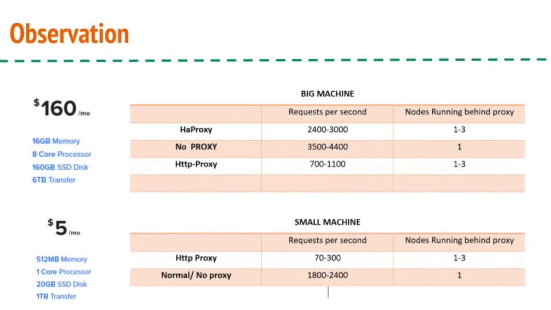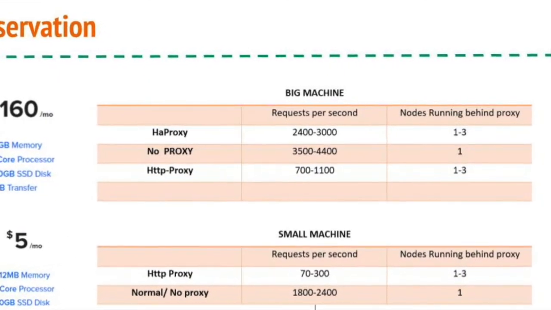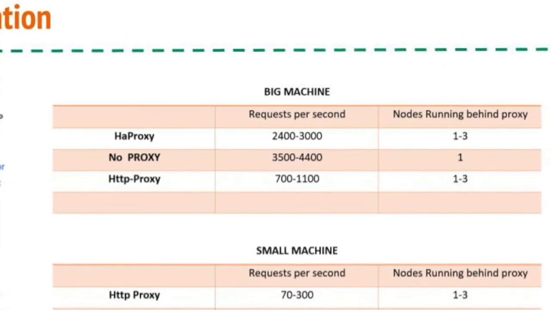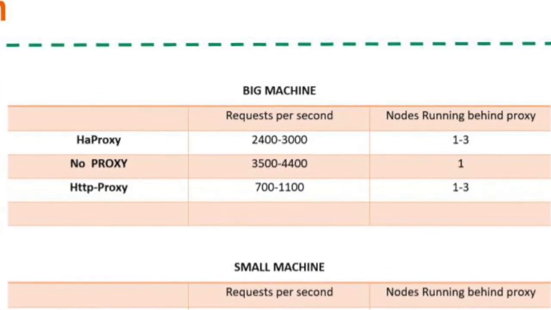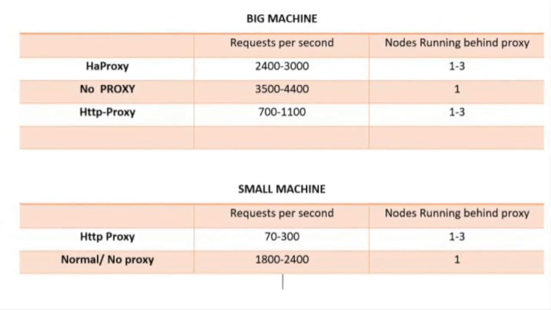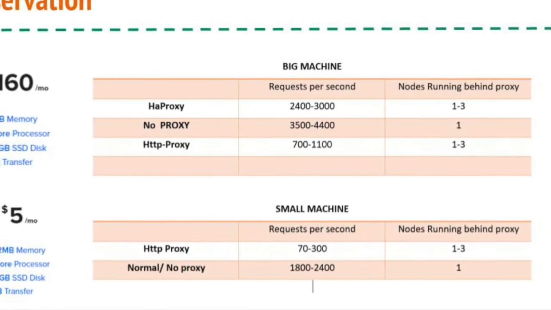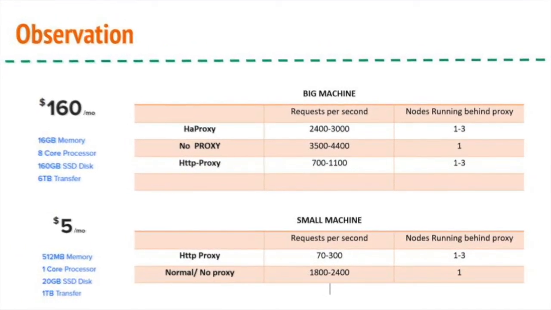And similarly, in the big machine, we had HA proxy, and we had no proxy, and we also had HTTP proxy. And again, the same pattern can be observed. The number of requests served per second is higher on the no proxy one. So we concluded that the bottleneck can occur at the load balancer. One interesting thing to point out is that HTTP proxy has a very poor performance, which can be seen on both the big and the small machine. And HA proxy has a very much comparable performance and is 10 times better than HTTP proxy.